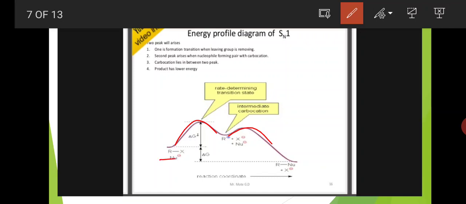Okay, first here this is the alkyl halide. When the alkyl halide participates in the first step, the energy level diagram shows a peak like this. Okay, after that the carbocation is there, which reacts with another nucleophile. After that the new compound is formed. Okay, this is the reaction coordinate and this is the energy level diagram of the SN1 reaction.